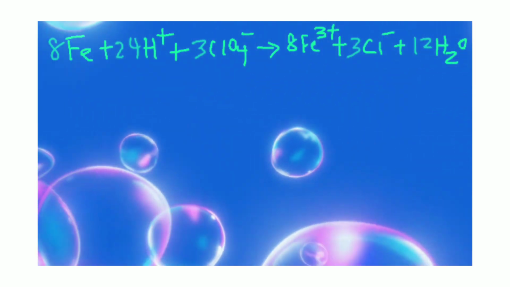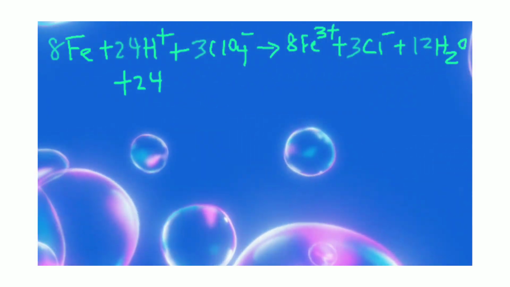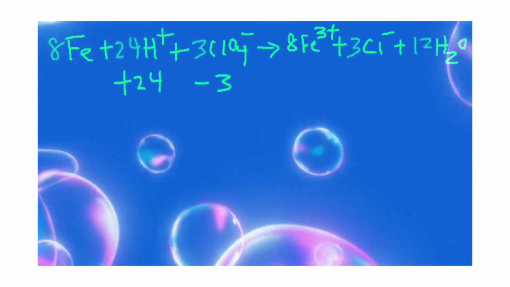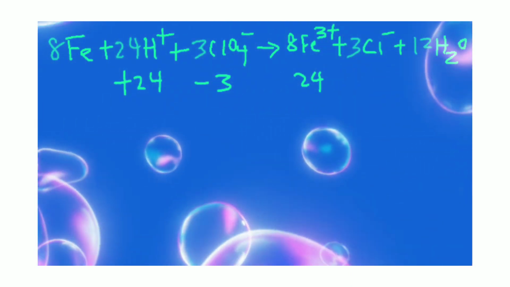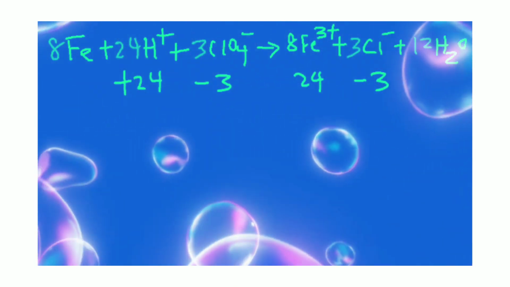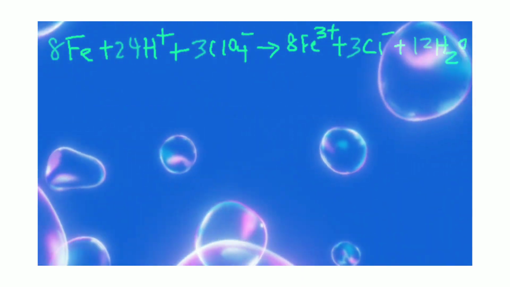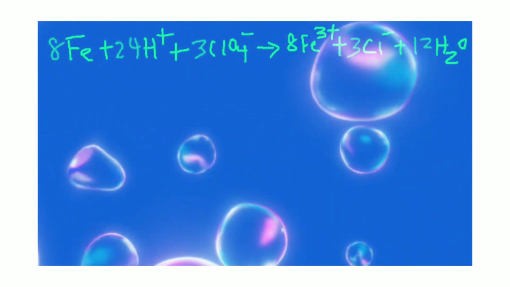And if we check the total charge, let's make sure it's the same on both sides. Here, this is plus 24, negative 3, and 8 times 3 is also 24, and we have a minus 3 from the 3 chloride ions. So as we can see, the total charge is the same on both sides. So we have the balanced reaction under acidic conditions. Now we wish to balance it under basic conditions. What do we need to do at this point?